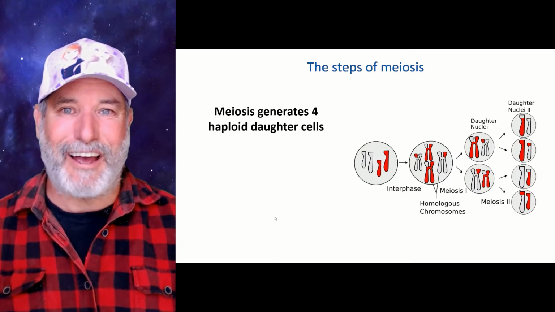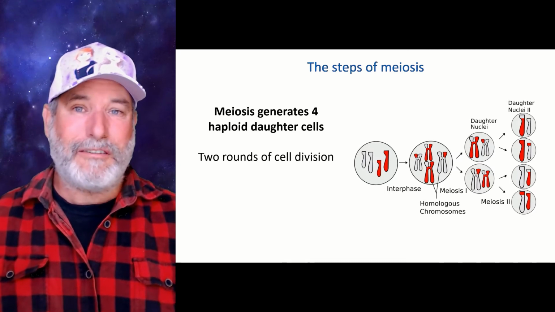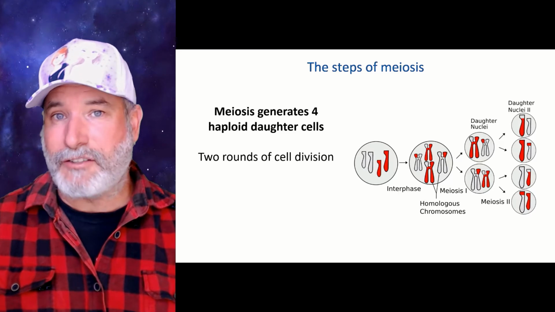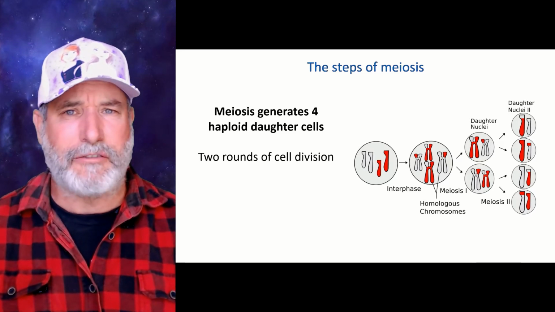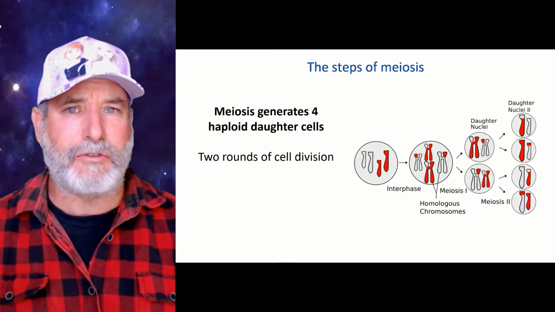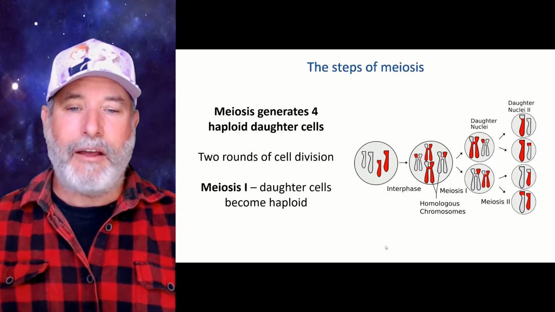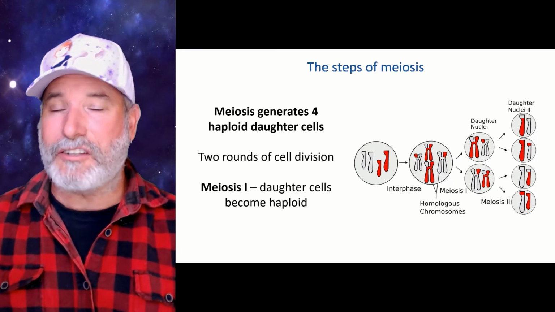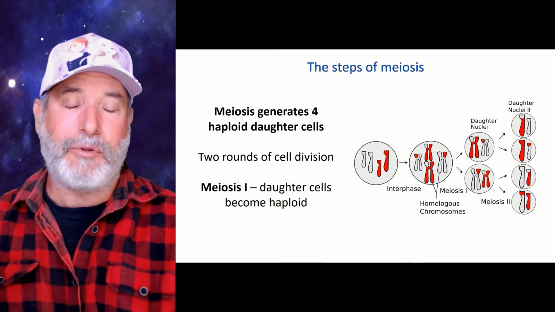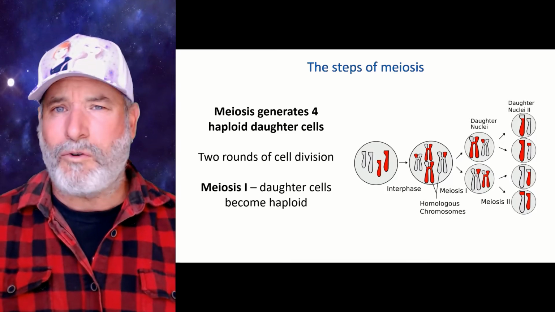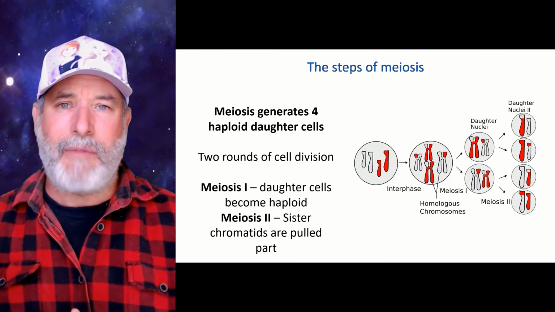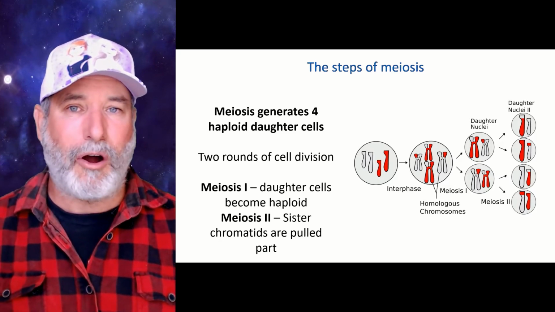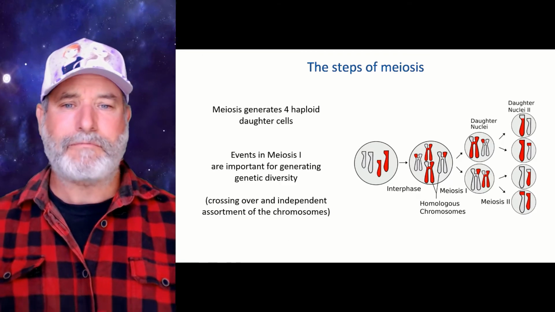Let's talk about that. First of all, you have 2 rounds of cell division, which is very different from mitosis, which only has 1 round of cell division, and that's also asexual reproduction. In meiosis 1, this is interesting, that's when the daughter cells actually go from being diploid to haploid, and we'll talk about that. And then in meiosis 2, that's when the sister chromatids are pulled apart. Let's take a closer look.